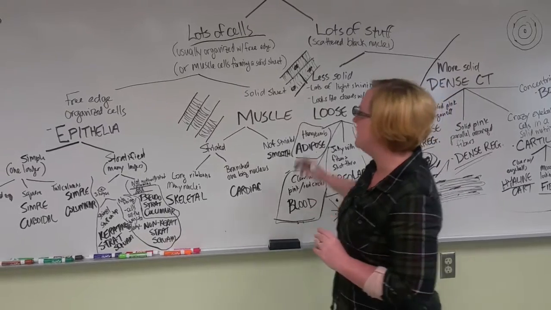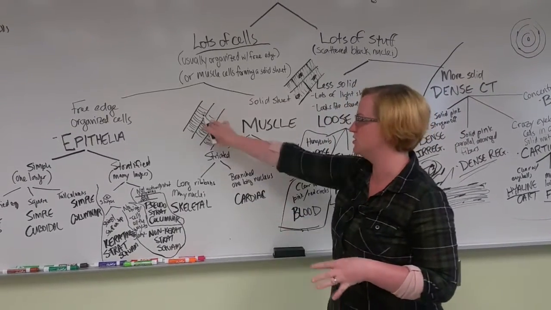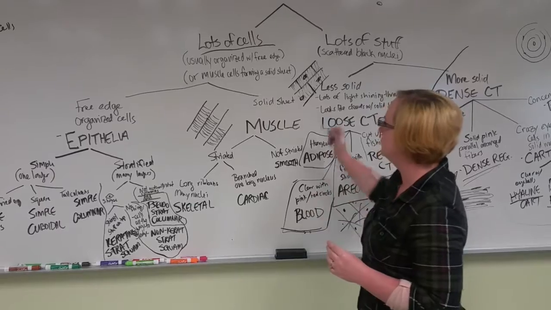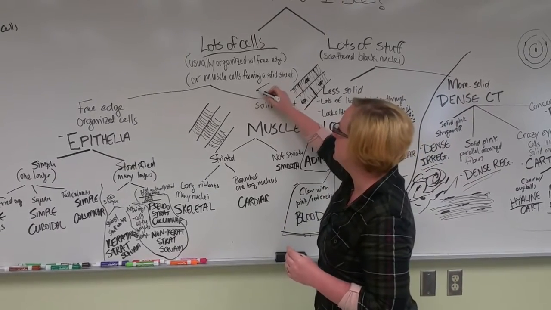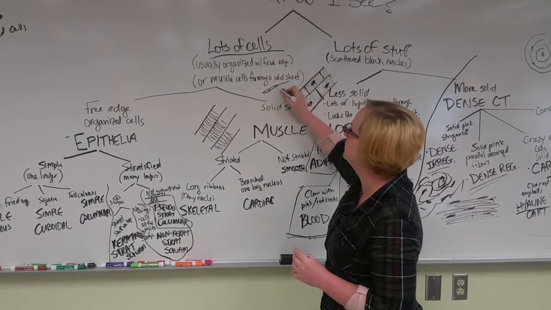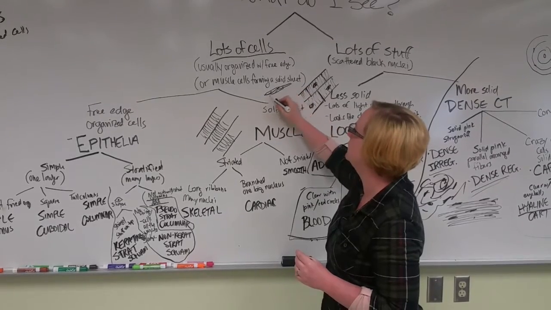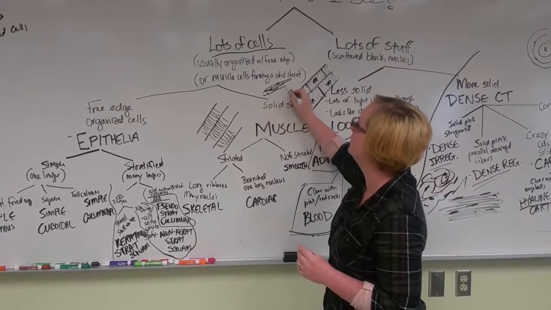Or you'll see something that's, again, that solid pink color. So this would be solid pink, this would be solid pink. You could see something that's more like a sheet of little cells like this, all stacked together throughout the slide. Okay?